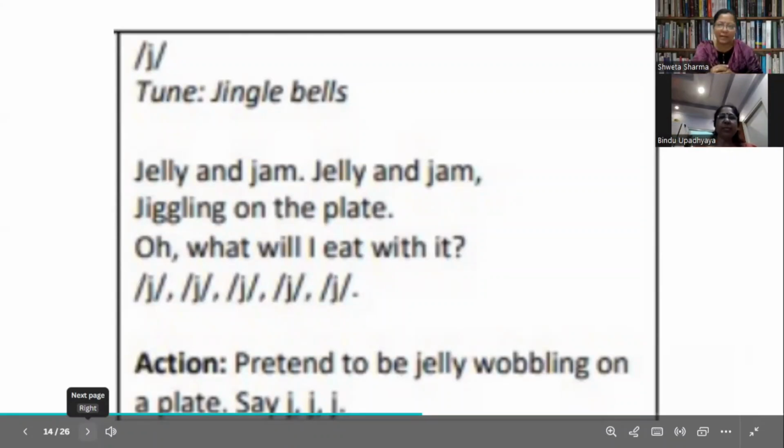Jelly and jam, jiggling on the plate. Oh, what will I eat with it? J, j, j, j, j.